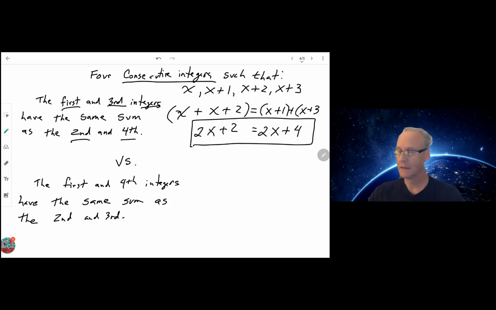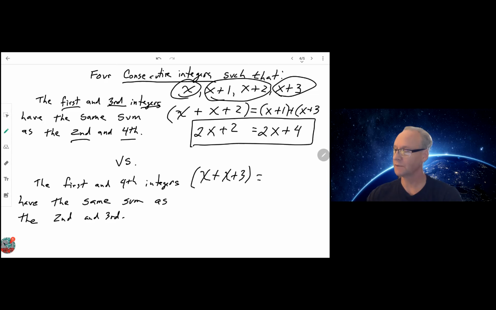So now that I've fixed it, let's take a look and see what happens with this problem. The first and the fourth integers. The first integer is x and the fourth integer is x plus 3. And if I take the sum, it's supposed to be the same as the second and third, which is x plus 1 and x plus 2. Sorry, so we're getting a little messy here. Well, this is 2x plus 3 on this side, and 2x plus 3 on this side. And we end up with an identity.